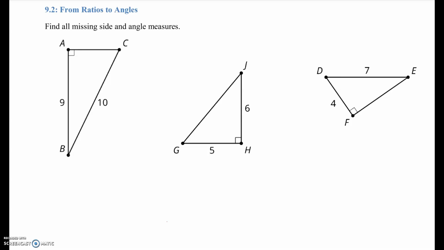Okay, we're going to continue with Unit 4, Lesson 9. We're going to do problems 9.2. We have three right triangles here, and we are asked to find all the missing side lengths and the missing angle measures. So first, let's look at triangle ABC here on the left. I need to find the missing side lengths and the missing angle measures.